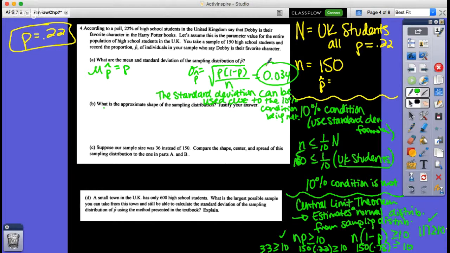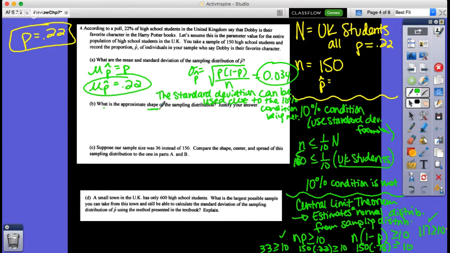And with that context, right? I've already found the 10% condition. I've already established that. The mean of p hat would be equal to the p, so the mean of p hat would be equal to 0.22. We've got that there. We don't have to establish anything for my mean. Now, part B says, what is the approximate shape of the sampling distribution? Well, shape talks about, is it skewed? Is it normally distributed? Is it symmetrical?